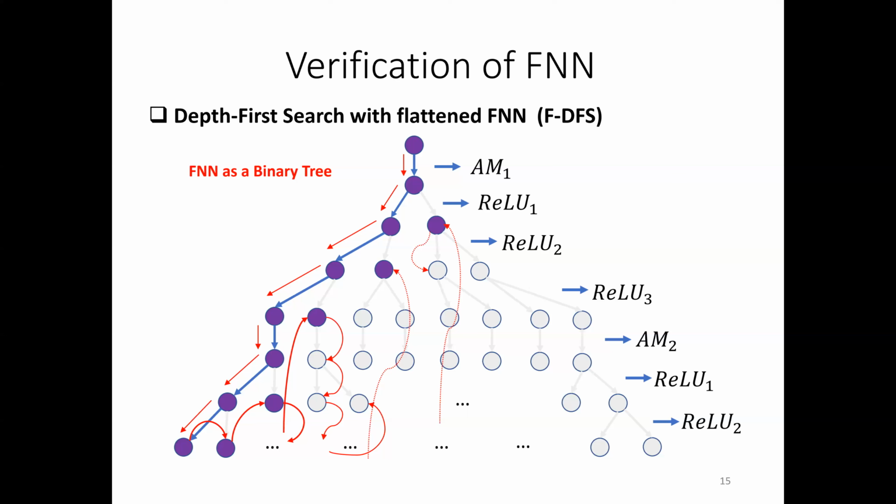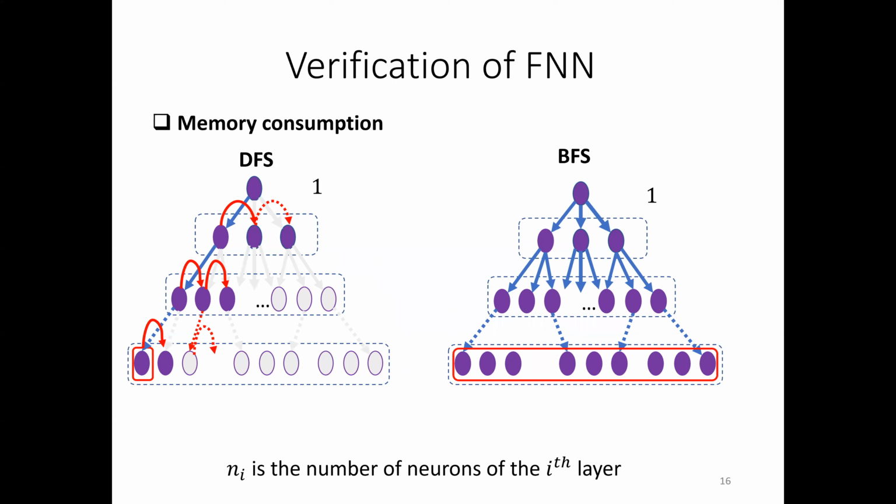So, okay, now just stay here and think a little bit about what is different between depth-first search and flattened depth-first search. So let's compare the memory consumption of different algorithms, okay? Let's consider depth-first search first. What is the worst case? In the worst case scenario, how many polyhedra do you get after the first layer? If n1 is the number of neurons of the first layer, then how many polyhedra in the reachable set are you going to get after the first layer?